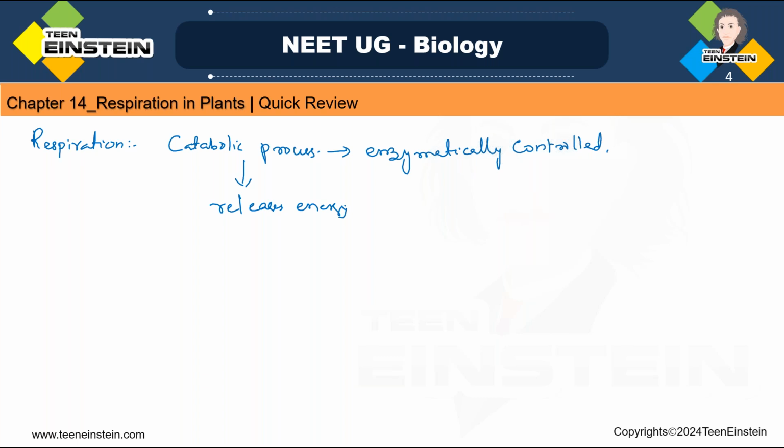These catabolic processes release energy by stepwise oxidative breakdown of food substances. Here food substances are getting broken down. So this is oxidative breakdown of food substances, and that's how energy is getting released. Then the next point is cellular respiration.